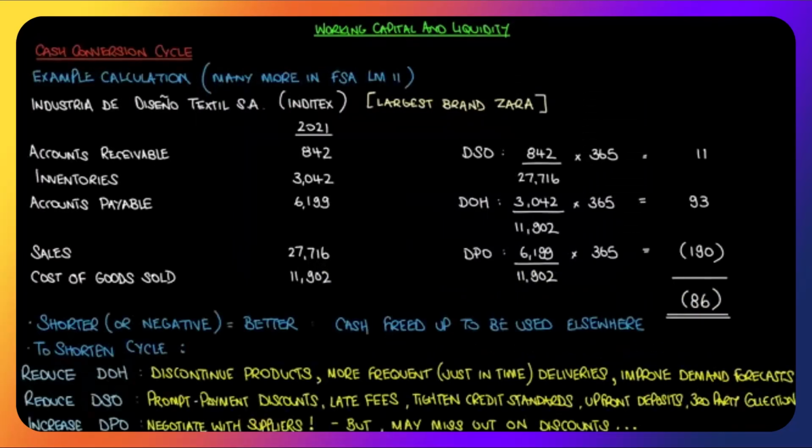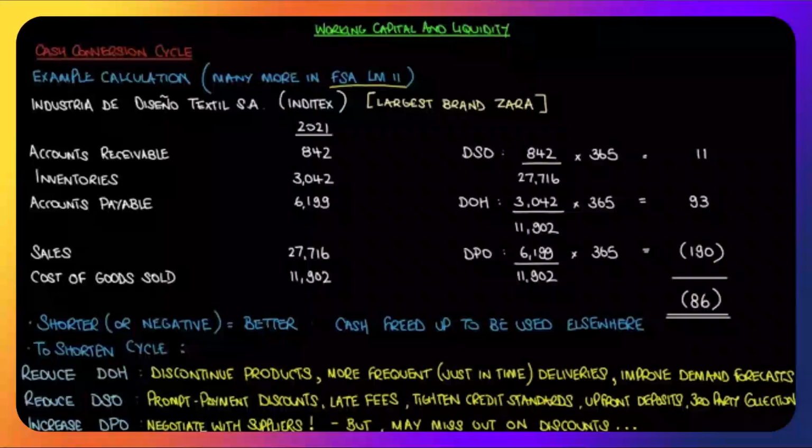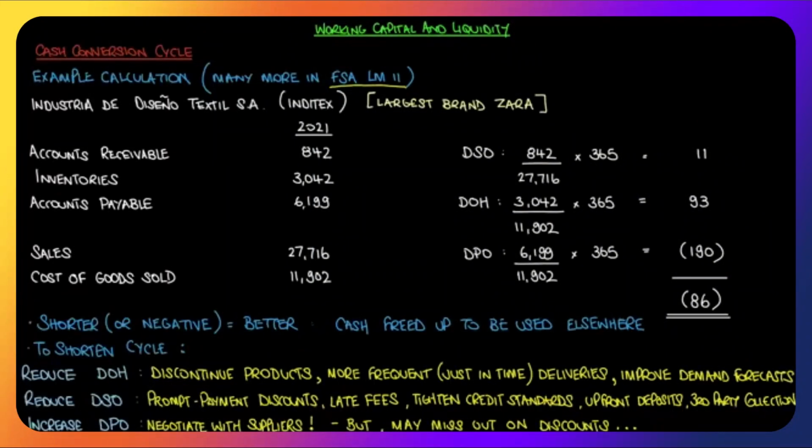Now, I said we were going to do lots and lots of examples in FSA. If you're looking at this stuff and it's grabbing your attention and it's exciting, then feel free to jump straight to FSA Learning Module 11 and see a lot more of it. But we'll just do one quick example here just to show you what you need from the financial statements to calculate this cash conversion cycle. And this is for Inditex. I'm not going to try and pronounce that and butcher it. Inditex, whose largest brand is Zara. It's a clothing manufacturer and retailer. And we're going to calculate its cash conversion cycle.